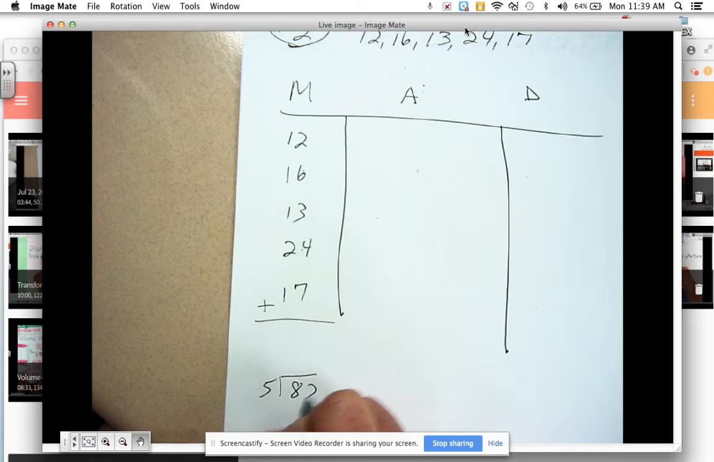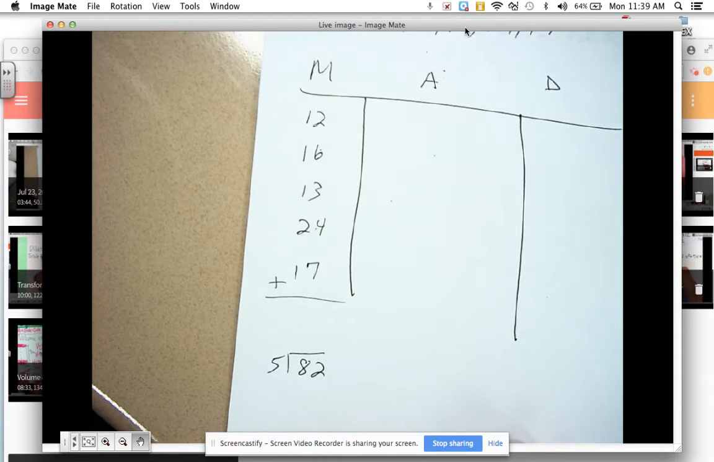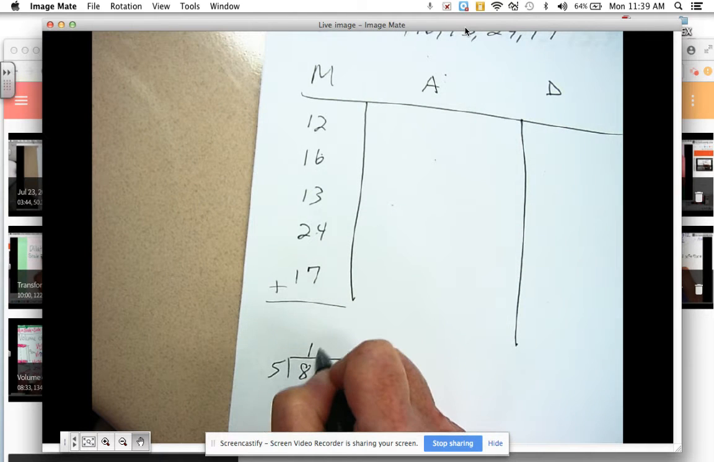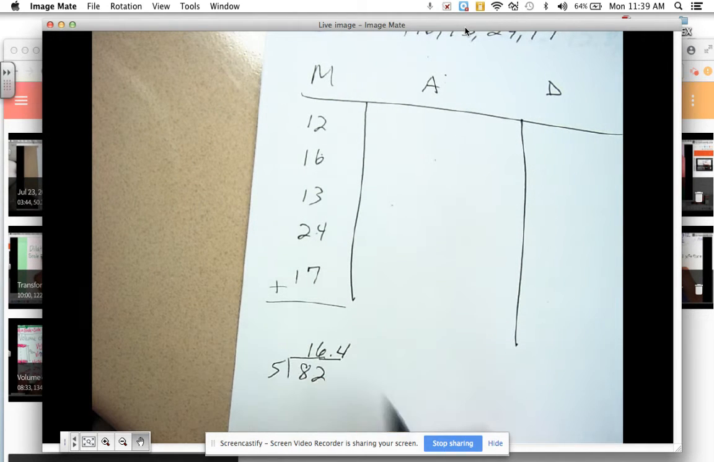I got a total, or a sum, of 82. So 82 divided by 5. Does anybody have the answer? Check your work. I got 16.4.